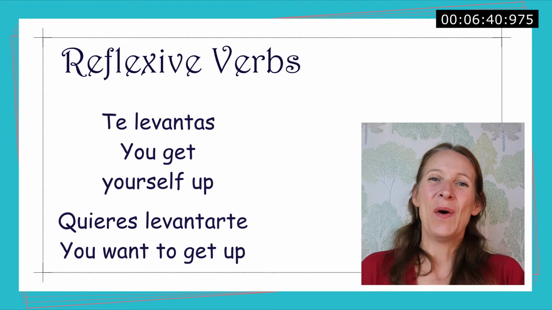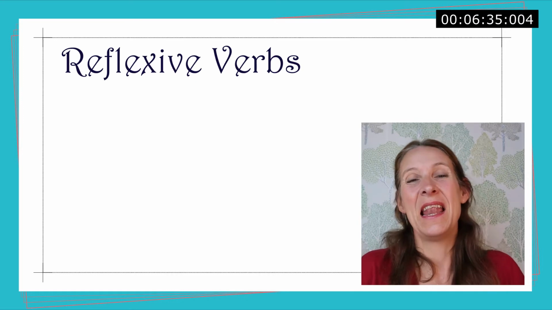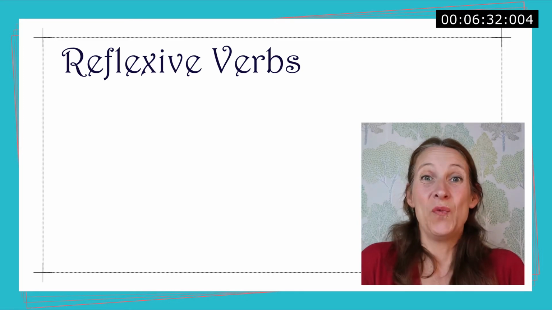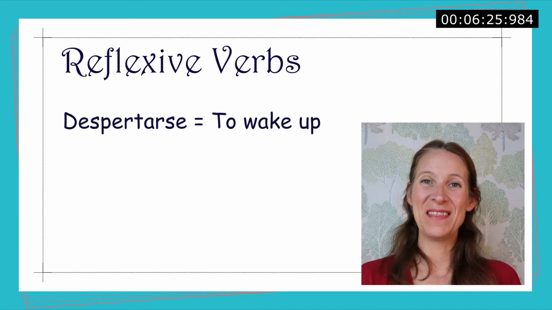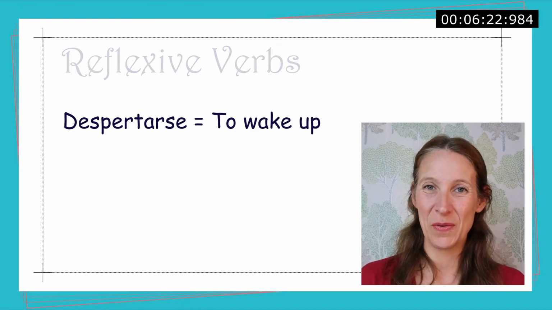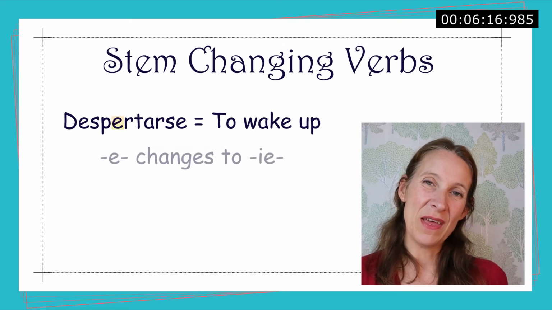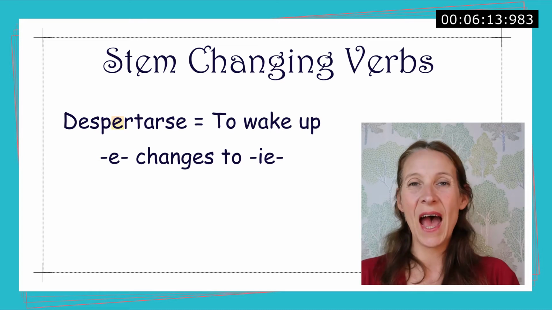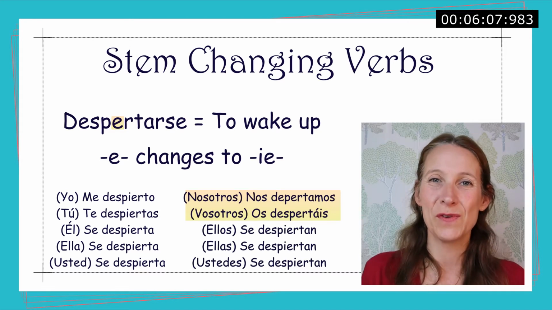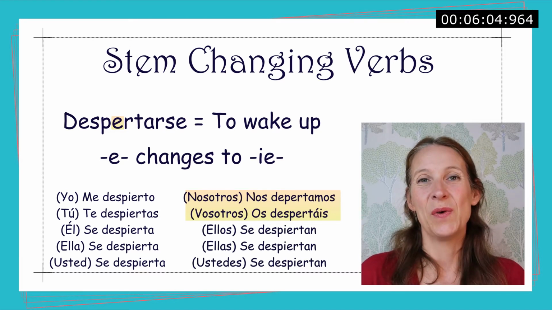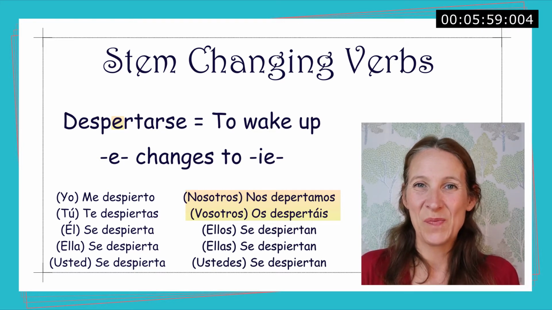Bien. Ok, otro ejemplo. Antes de levantarte, you wake up, which is despertarse. And this verb is a stem-changing verb. So let's think about the stem-changing verbs. We have, for example, the E in the stem can change to IE. And this happens in all persons except for nosotros y vosotros. ¿Vale? So, despertarse is one of those verbs where the stem changes.